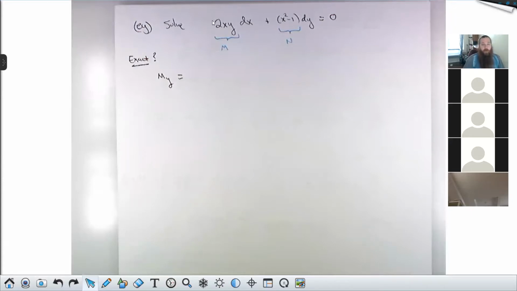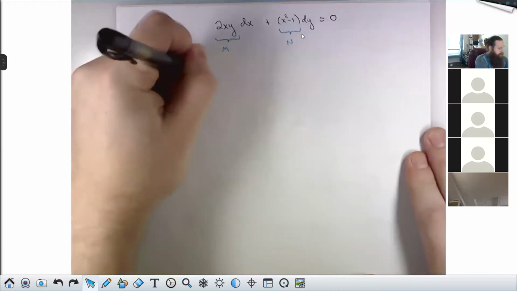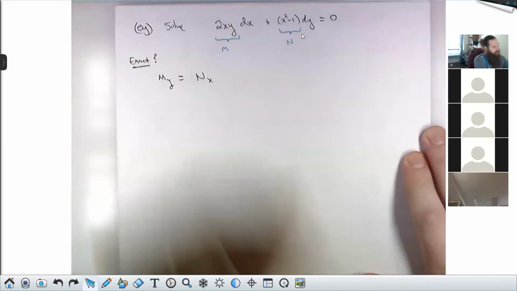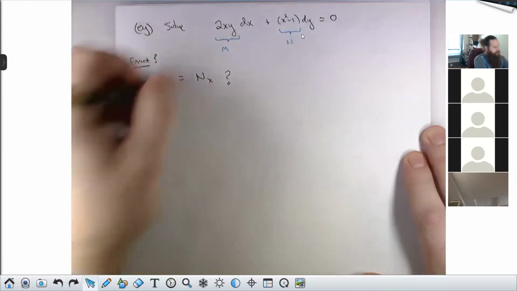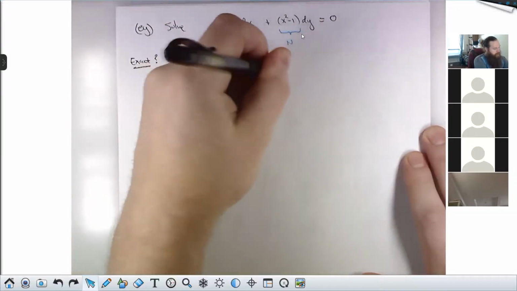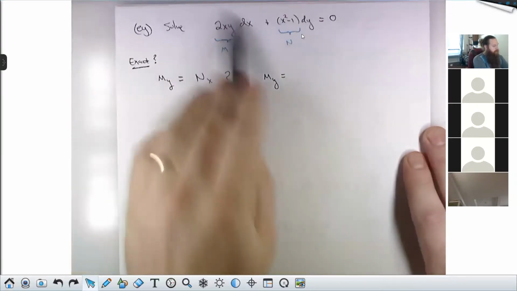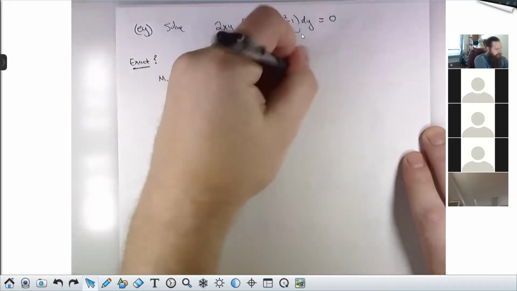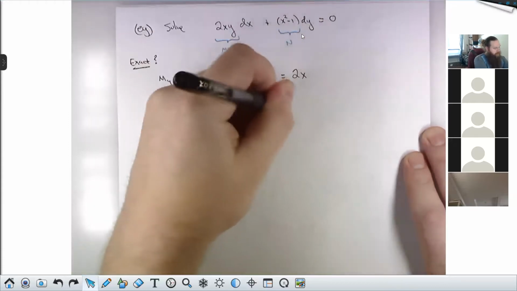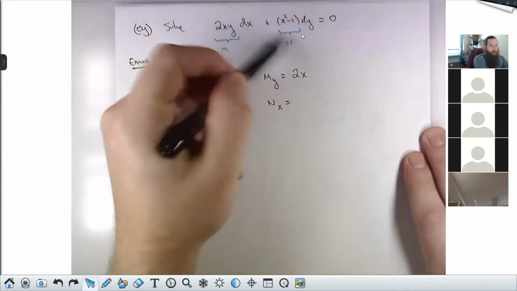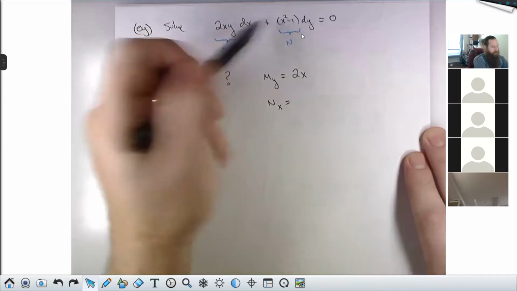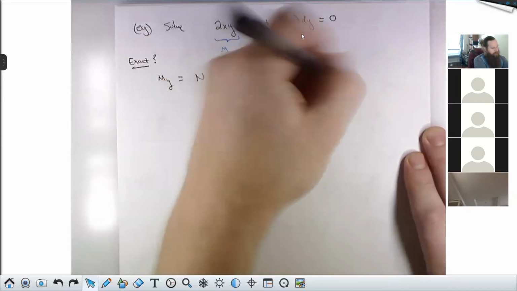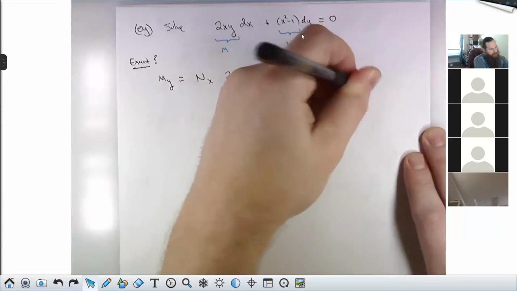All right. Check if this is exact. We need to check if my, or dm dy, is equal to nx. That's the question. Well, my, or dm dy, is the partial derivative of this taken with respect to y, so that would just be 2x. And nx, if I take the partial derivative of this with respect to x, I get 2x minus 0, which is also 2x. So yep, this is exact.